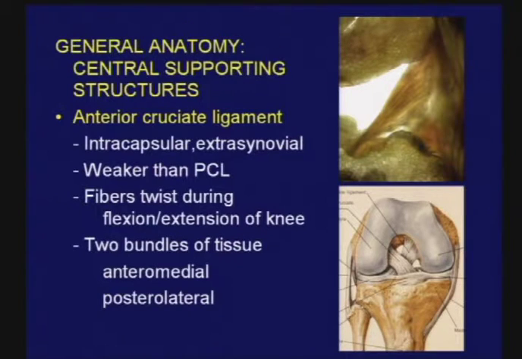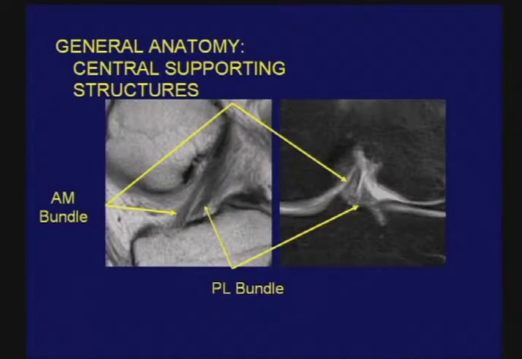The central supporting structures are the cruciate ligaments, two in number. They both are intracapsular and extrasynovial. The anterior cruciate ligament is weaker than the posterior cruciate ligament and is more often injured. Its fibers twist during flexion and extension of the knee. Despite occasional articles, very few, that say there are more than two bundles, most articles indicate there are two major bundles of tissue, the anteromedial bundle and the posterolateral bundle. These bundles are named after their sites of attachment on the tibia and often can be seen and separated on your MR examination.